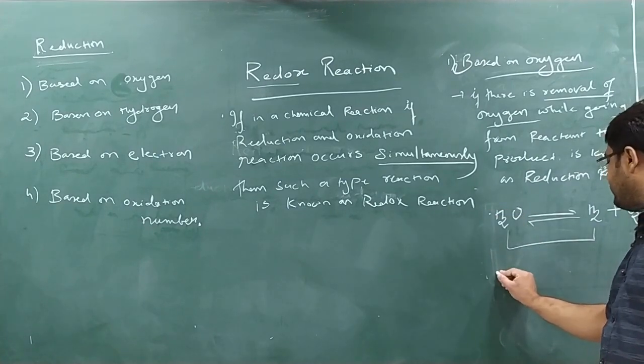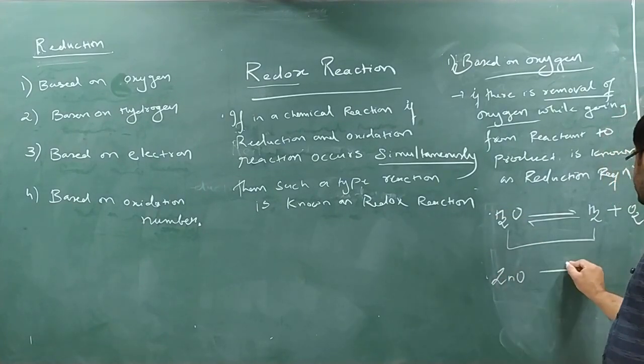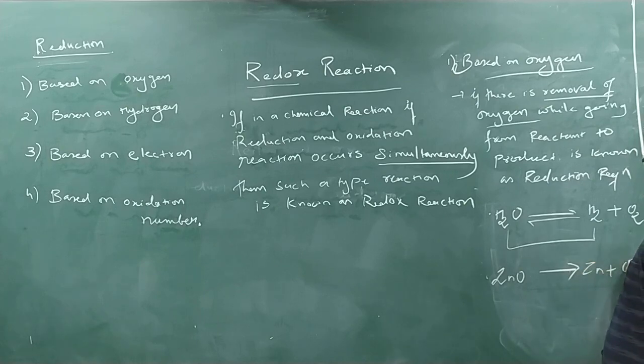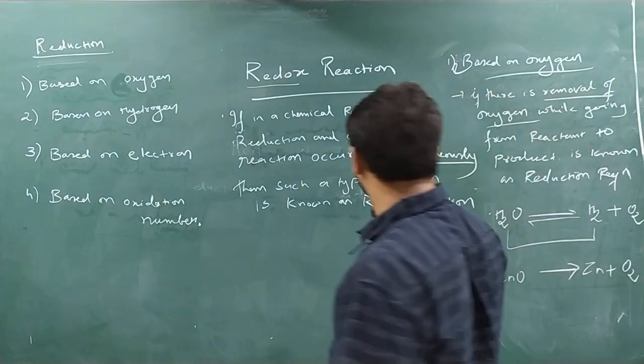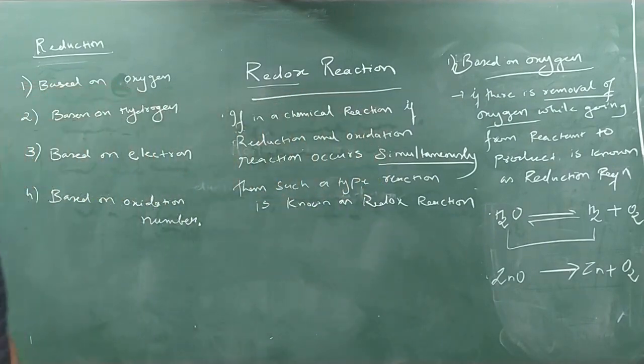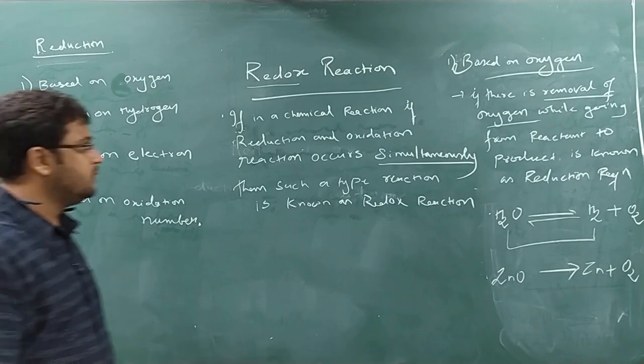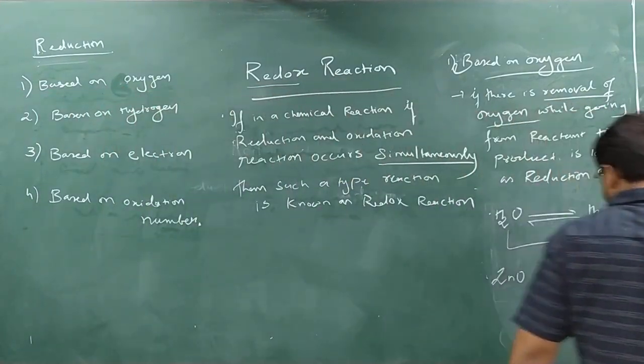Next example, I take ZnO. If I split it and get Zn plus O2, you can see here there is a removal of oxygen while going from reactant to product. So such a type of chemical reaction is the reduction reaction based on oxygen. Now next topic I will go to is based on hydrogen.